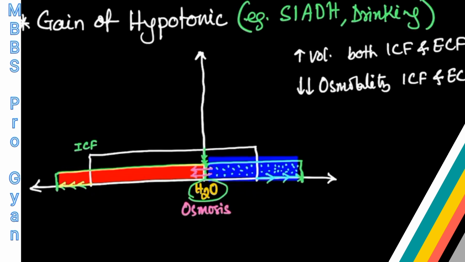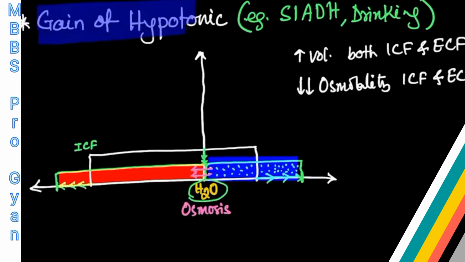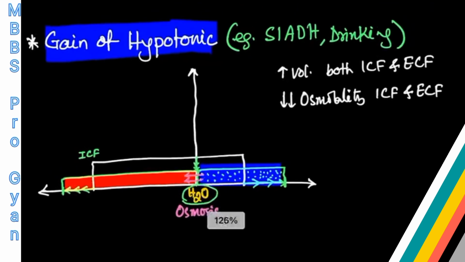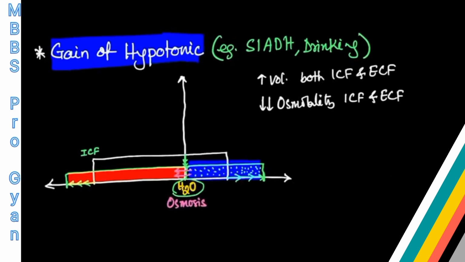If you give huge amount of hypotonic fluid therapy, what will happen? Your cell volume will be expanded. What is the meaning of that? Intracellular edema may be created, and that's why we say that hypotonic fluid therapy in excess is not good fluid therapy, because it can lead to cellular edema of the cerebral cells, right? And that may lead to multiple complications. So hypotonic fluid therapy in excess is not a good one, right? So this is gain of hypotonic.